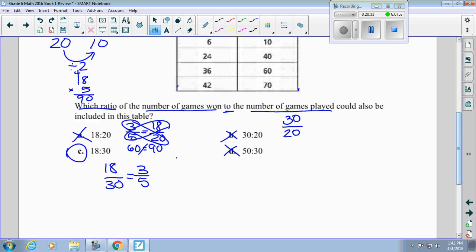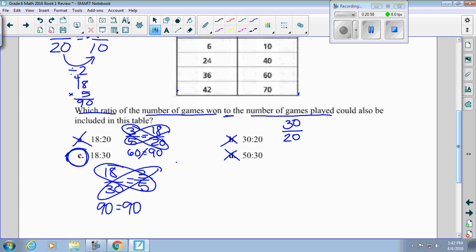You could keep scaling it up, and you would end up with 18 to 30. All right, so if you don't believe me, we could do the whole, some people call it butterfly math. The technical term for it is cross multiplying. So 30 times 3 is 90, and 18 times 5, we already did that math, that is also 90. So when those two numbers match, that means that indeed is a proportion, and it was scaled up or down correctly.